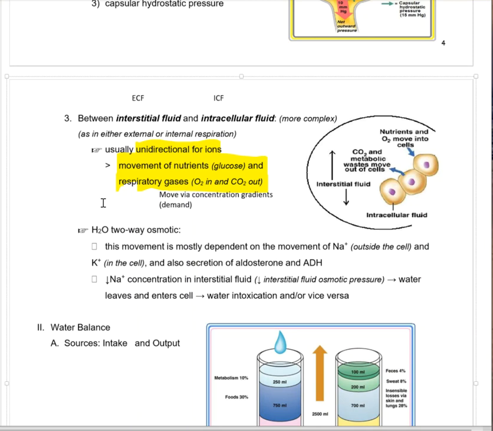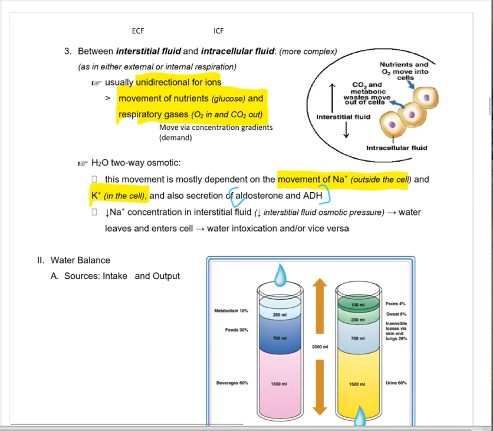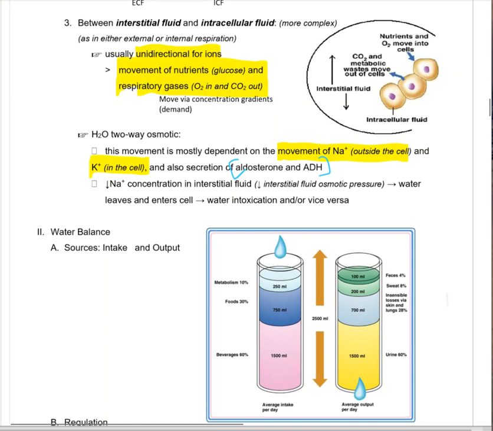Water can move in both directions, and it's usually dependent on sodium outside the cell and potassium inside the cell. But then also, don't forget, it relies on our two hormones for water movement as well. Whether we're going to bring water into the blood or put it out into the urine, we're going to talk about this a little bit later. It'll be on the next page, but we'll get there.